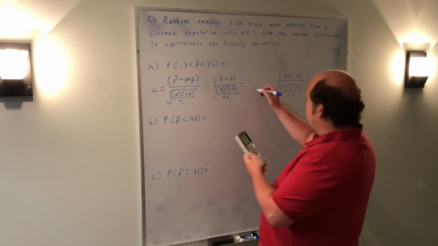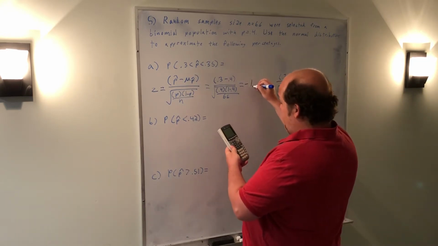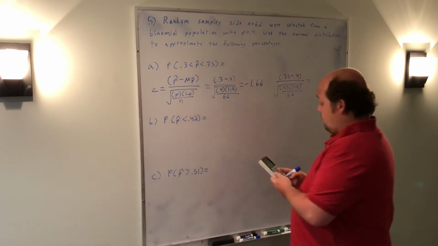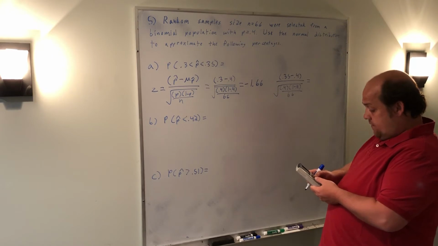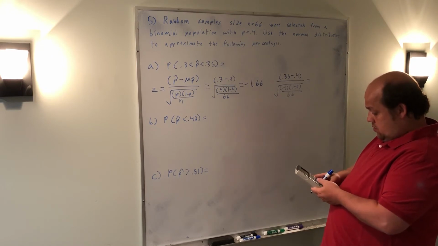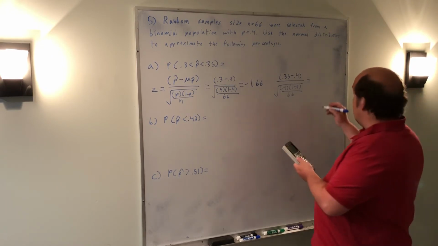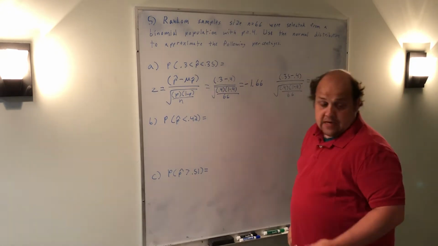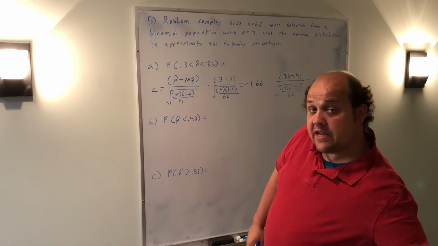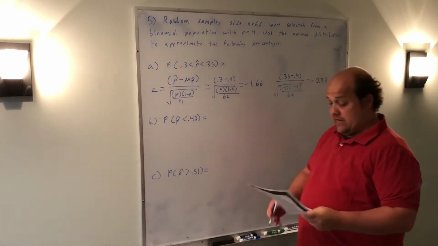I get all that to be negative 1.66 as a z-score. When I now do it for 0.35, I get that z-score to be negative 0.83. Now that I've converted them to z-scores, I can find probabilities using my table.